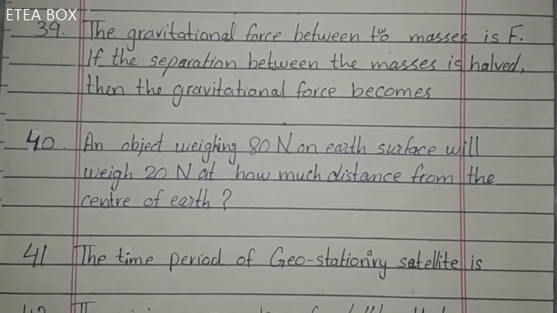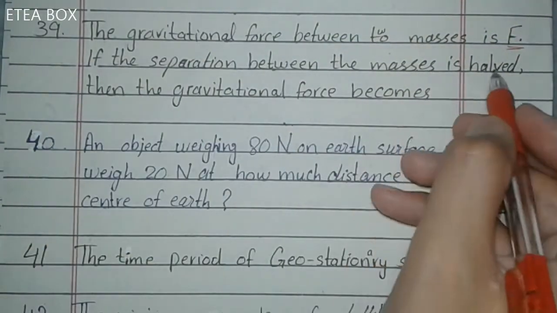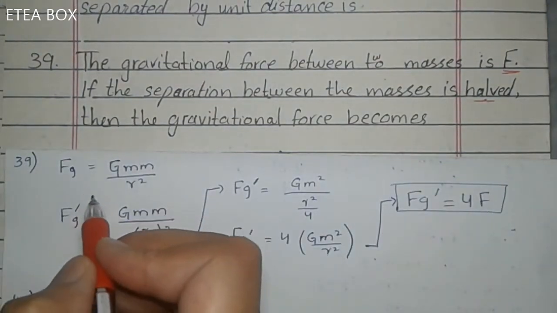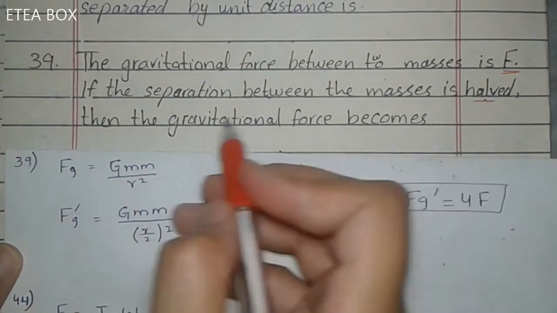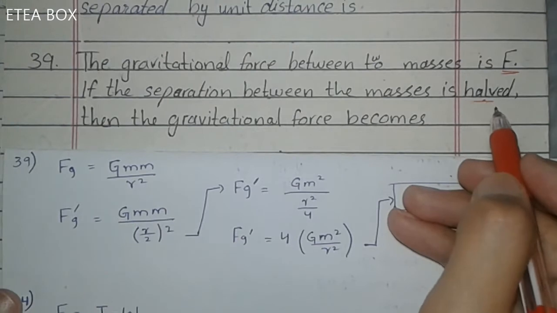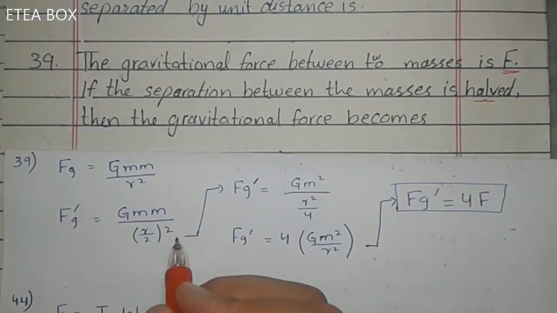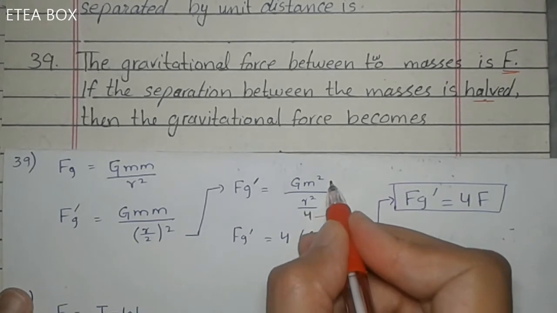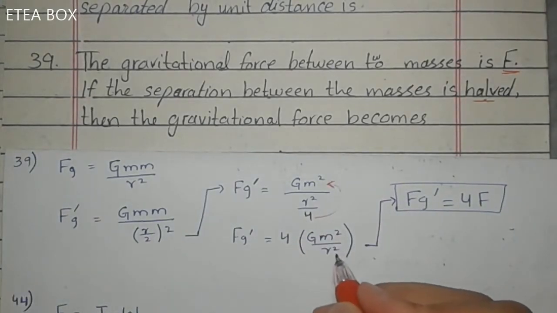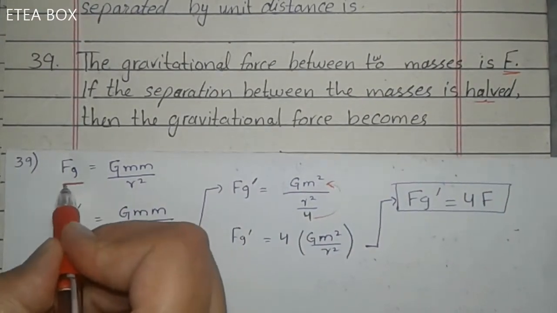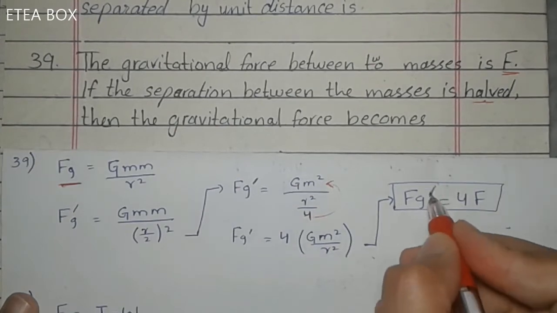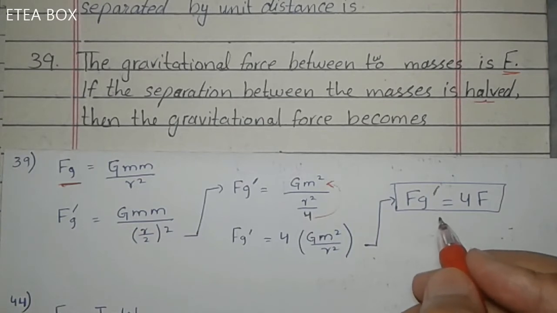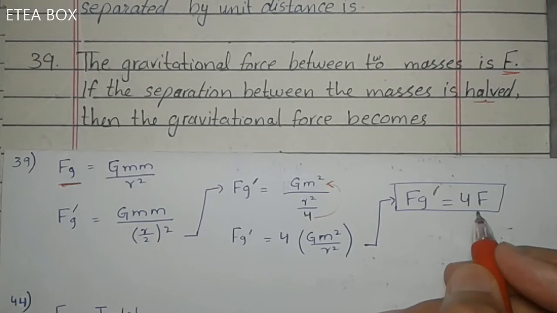Now next one. The gravitational force between two masses is F. If the separation between the masses is halved, then the gravitational force becomes? Now look. When the radius is r, then the gravitational force is Gmm divided by r square. But when the separation is halved, when the separation is r by 2, then it will be (r by 2) square. Now, taking the square, we will get r square divided by 4. Now bring this 4 up here. Now 4 Gmm divided by r square, and we know that Gmm divided by r square is the original gravitational force. So the new gravitational force will be equal to 4 times the original gravitational force. When we halve the separation, the new gravitational force will be 4 times the original force.